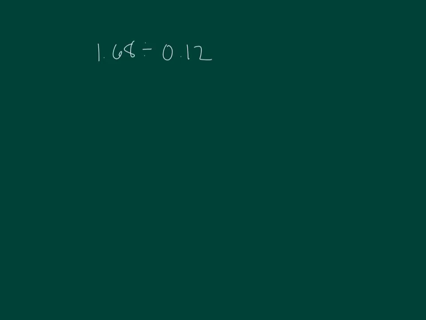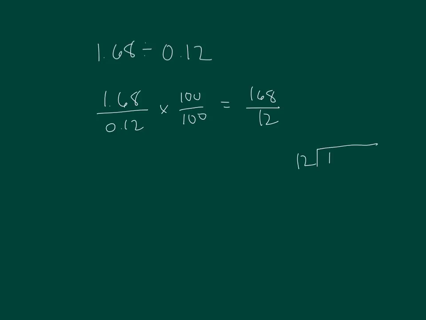1.68 divided by 0.12. Rewrite it as a fraction, and multiply by 100 over 100 again. You get 168 over 12. Let's do that division. 1, 4, 48. So it's 14. 168 over 12 is equal to 14. 1.68 divided by 0.12 is equal to 14.